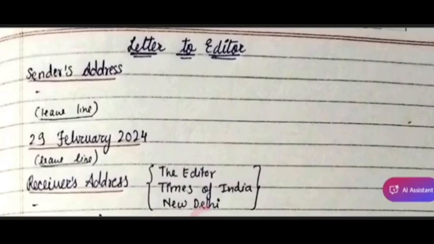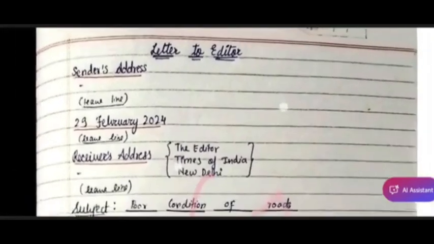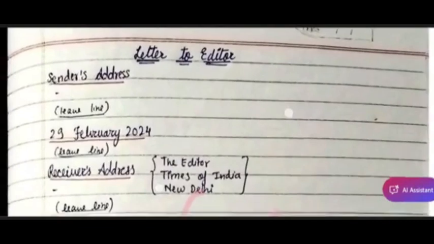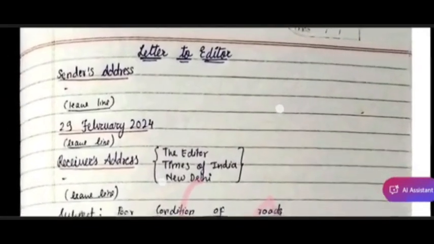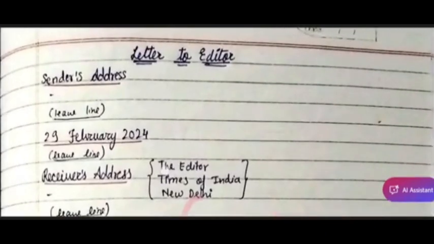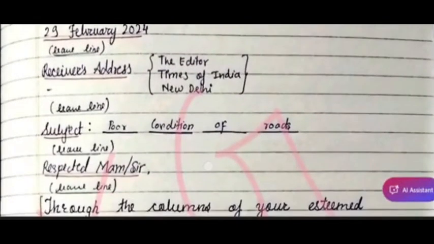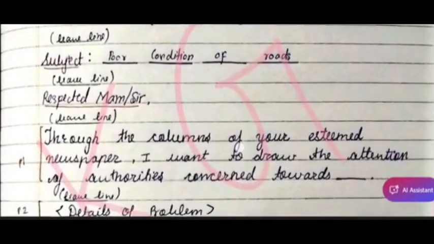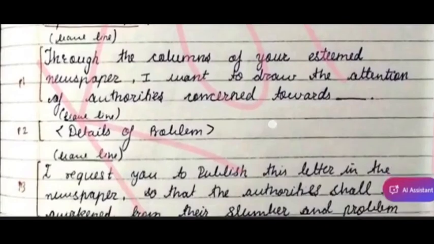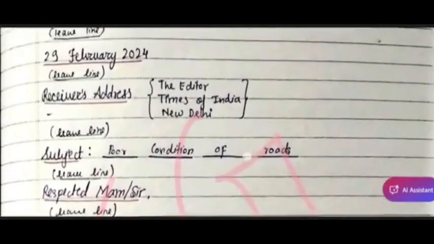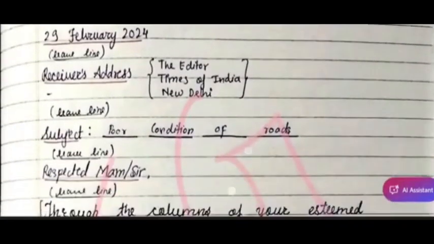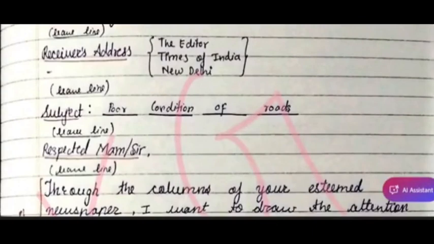Let's see the format. So, in letter to editor, firstly we have the sender's address, then date, then receiver's address, subject, salutations, and body. Remember this format, and remember that the subject should be of 4 to 5 words. Don't write a long subject because it doesn't look good.